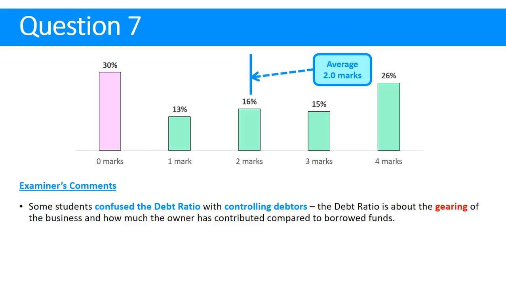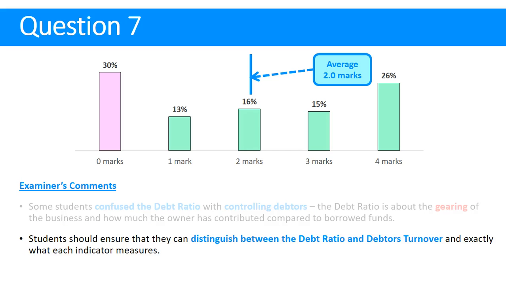The examiner's comments: some students confuse the debt ratio with debtors, as in the amount of time it takes for debtors to pay us back. They're totally separate ratios measuring different things, so make sure you understand your terminology. Students should ensure that they can distinguish between the debt ratio and the debtor's turnover ratio and exactly what each indicator measures. So make sure you've got a formula sheet with all your formulas so you know how they're calculated and also what they mean.